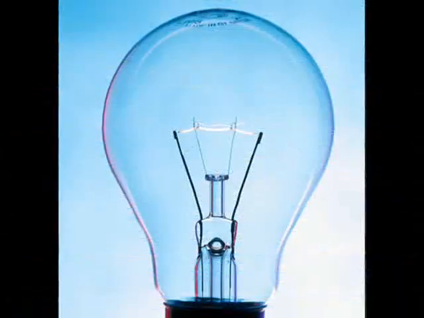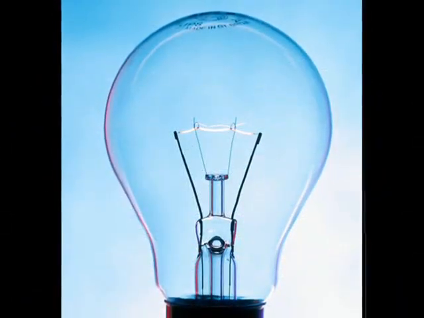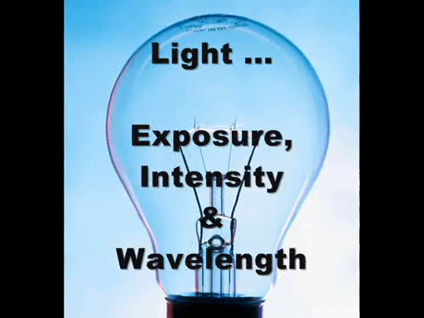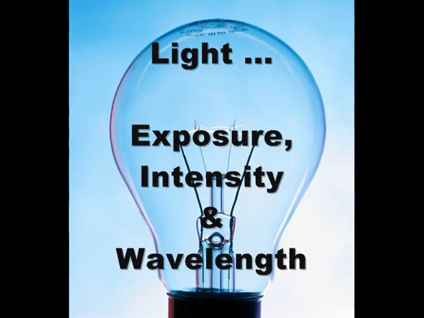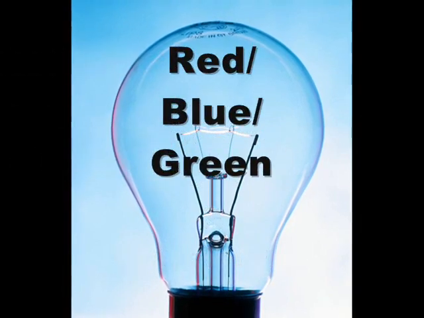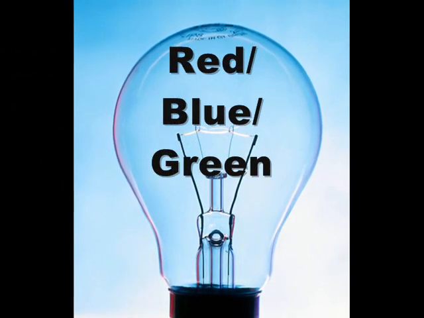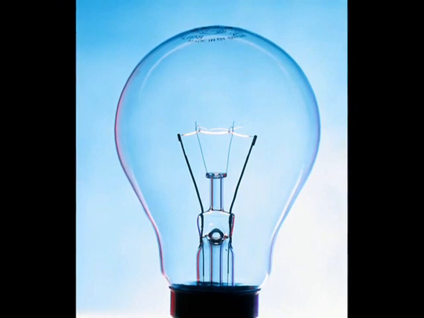Next comes the light, which consists of three criteria, that is exposure of light, intensity of light, and wavelength of light. Relating to wavelength, red light shows maximum activity, followed by blue light and least by the green light.